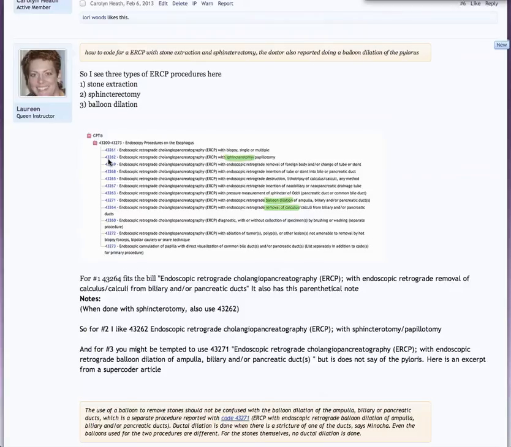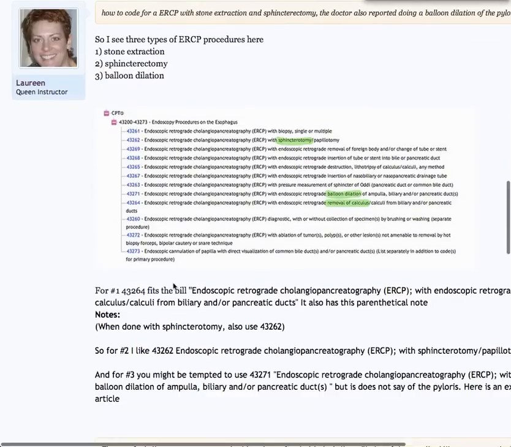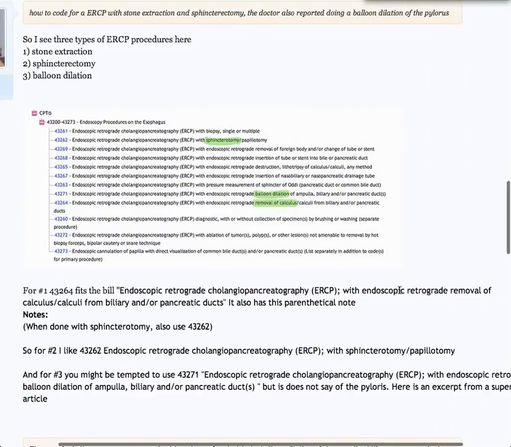So 4.3.2.6.2 is for the sphincterotomy, the 4.3.2.7.1 is for the balloon dilation, and the 4.3.2.6.4 is for removal of the stone or the calculus. So the 4.3.2.6.4 to me fits the bill for the ERCP, which by the way stands for endoscopic retrograde cholangiopancreatography, with endoscopic retrograde removal of the calculus. So that one is a definite in my opinion.